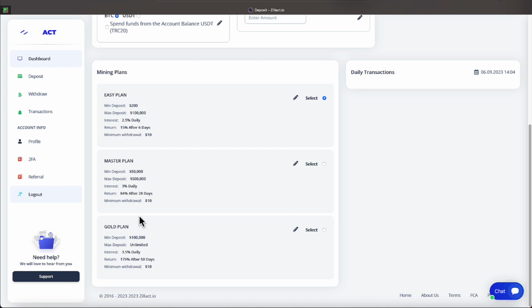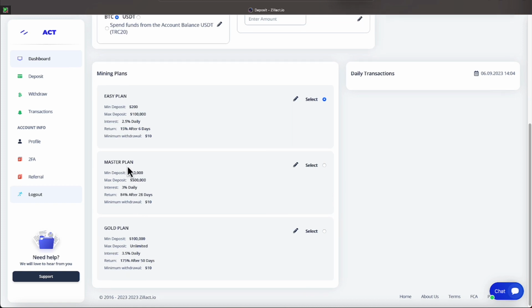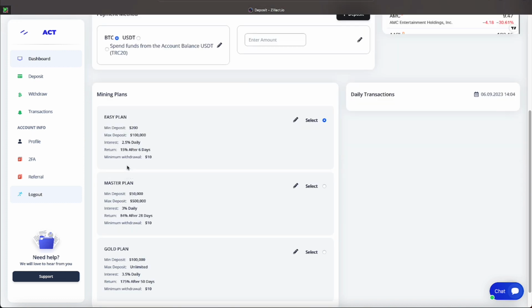On the master plan, it's $50,000 to join, and your interest rate will be 3% daily, and your money is staked for 28 days. And after 28 days, there's an 84% increase in your account, everyone. You will not take out money while your plan is locked up, everyone. So if the easy plan has you locked up for 6 days, after 6 days, then that's when you would talk about withdrawals. On the master plan, it's 28 days, and on the gold plan, it's 50 days.